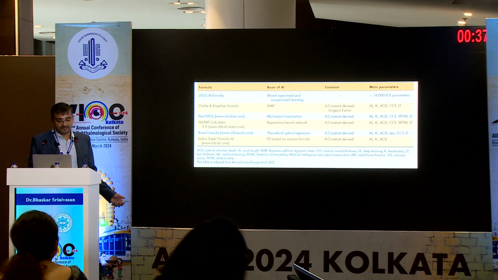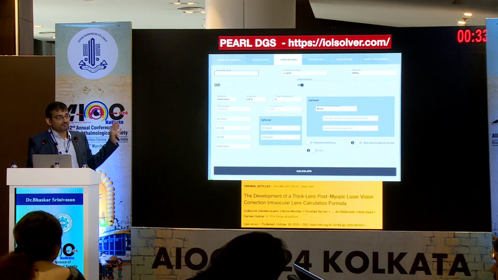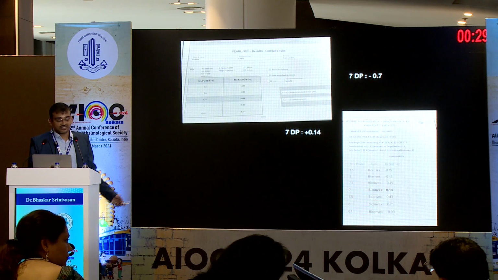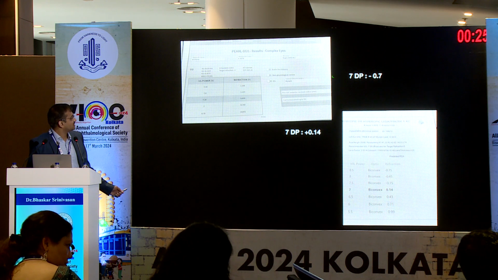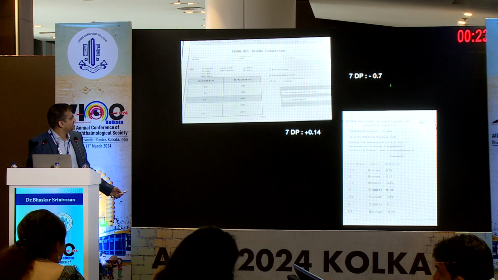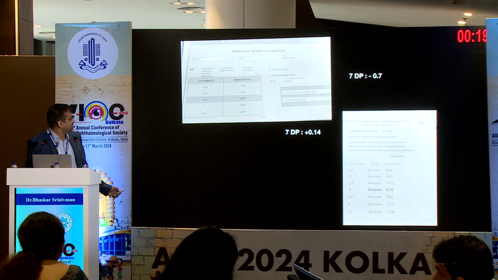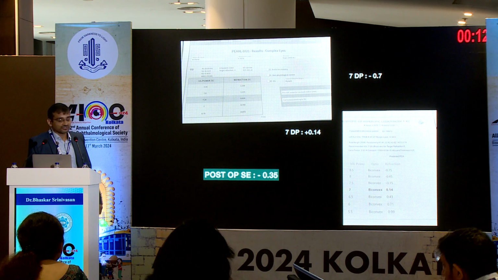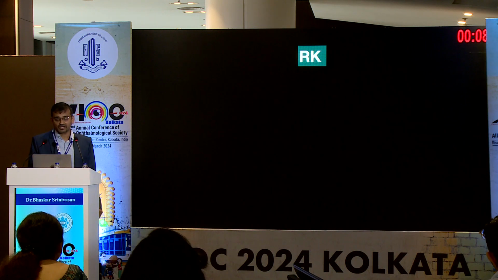Artificial intelligence has come in cataract surgery, and in post-LASIK you have only one AI formula available online, that is Pearl DGS. Just to show an example, this is a patient where we did a post-LASIK. Pearl DGS showed us 0.7 when we decided to put a 7 diopter lens, and Barrett True-K was showing 0.14. So we went ahead with the 7 diopter and got a post-op spherical equivalent of 0.35. So these formulas do work.